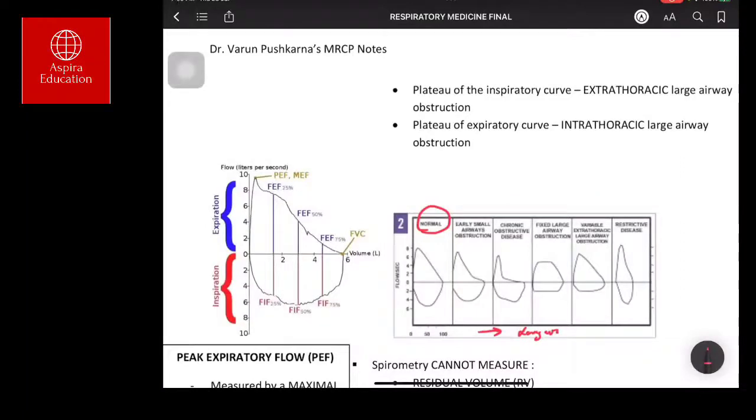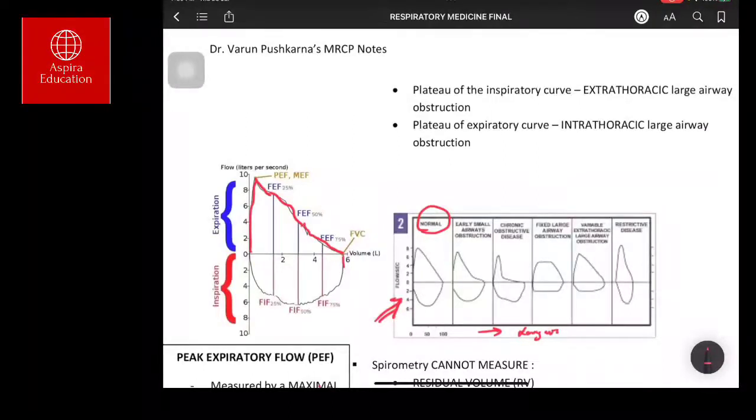Okay, you can see it here. So this is expiration. Now in this, expiration is plotted on the positive side and inspiration is plotted on the negative side. So if you just look at this, this is the expiration. You are actually blowing into the machine. As you blow more, the volume that you have blown increases, but the flow continues to decrease, and then it reaches a point where inspiration starts. So this is the normal expiratory, inspiratory curve.